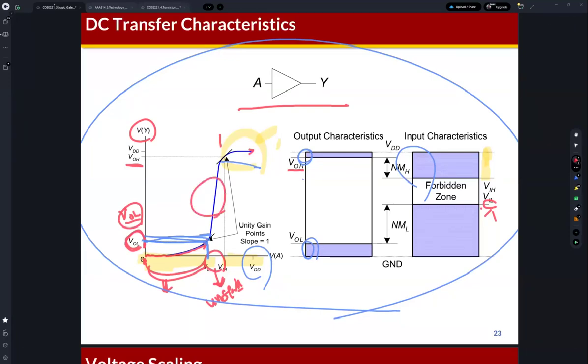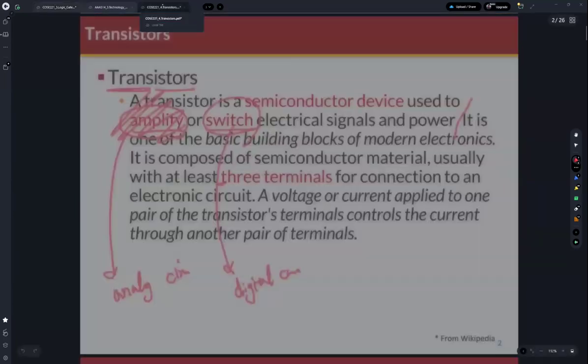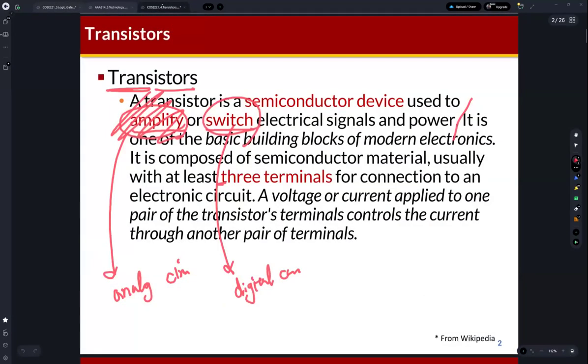A small amount of change in the input values leads to dramatic changes in the output values. This is called amplification. But in a digital system, this range is the unstable range. So I will just focus on this part, the switch. This property is exploited by digital systems.